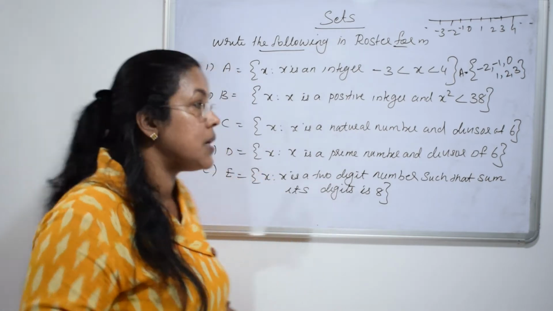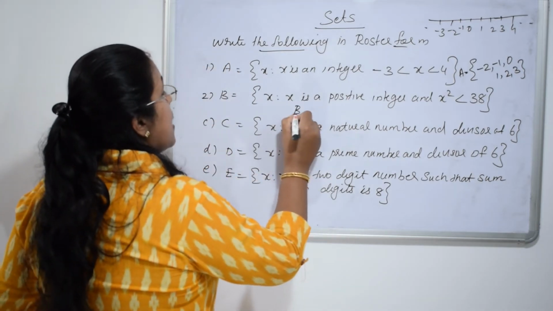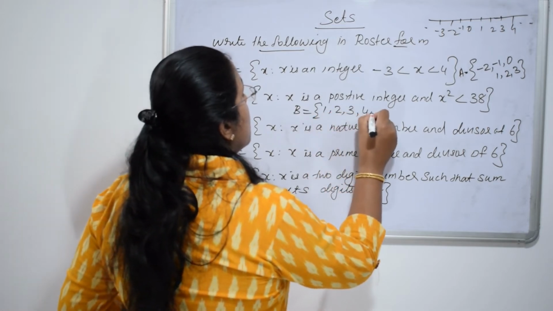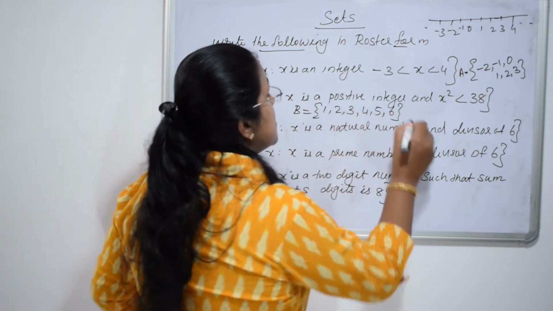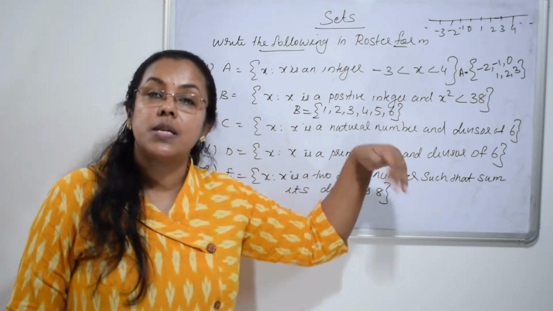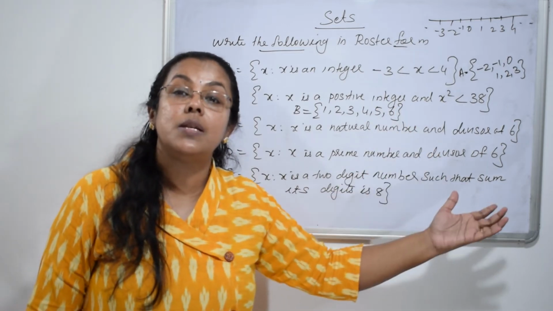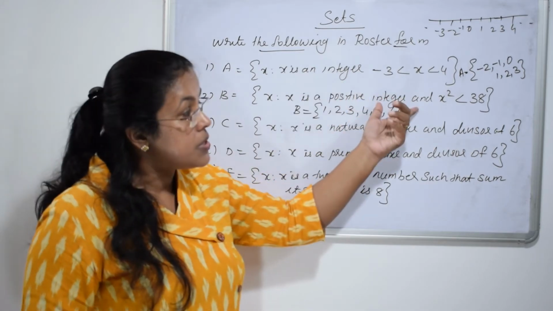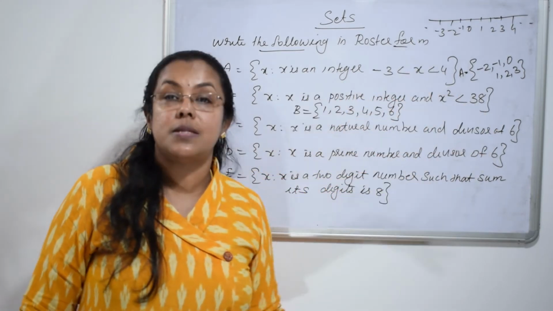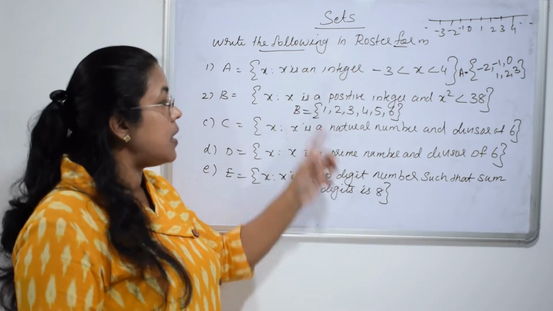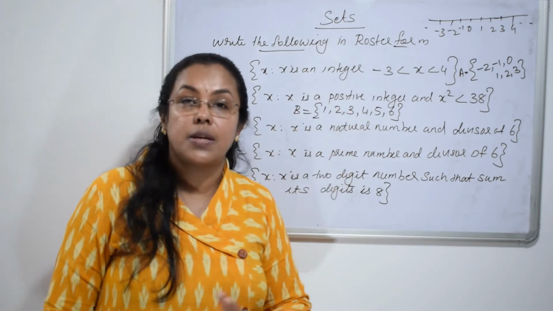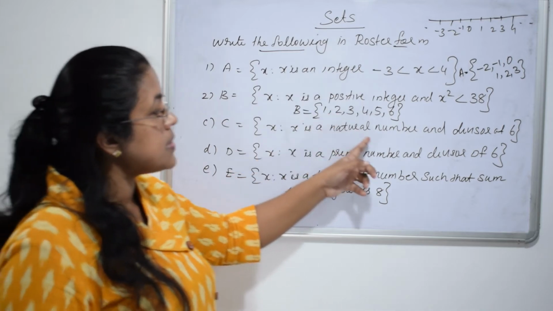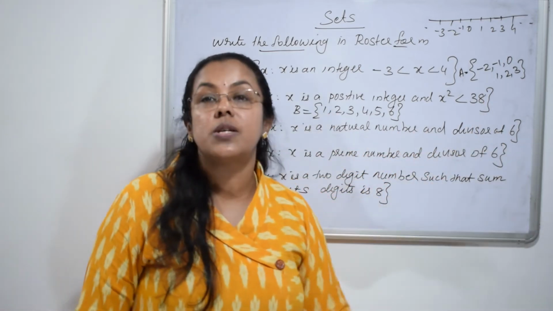It must be less than 36. So what are the possible numbers? The possible numbers are 1, 2, 3, 4, 5, 6. Because the square of 6 is 36, and the square of 7 becomes 49. Here, not only must it be a positive integer, the square must also be less than 36. So the numbers are 1, 2, 3, 4, 5 and 6 only. Okay, clear?